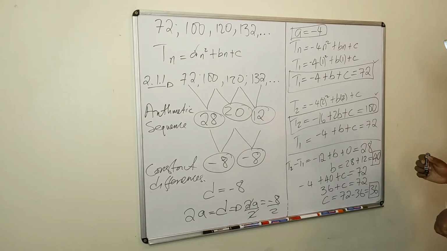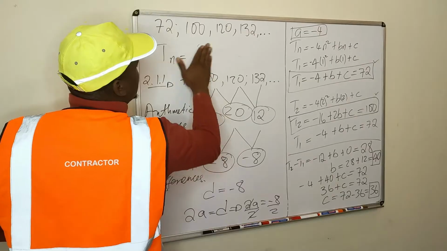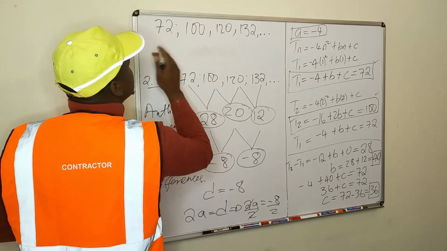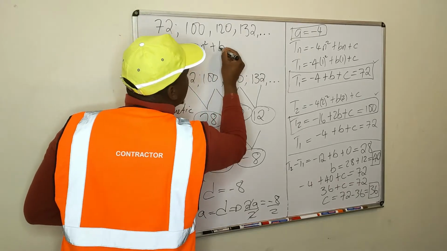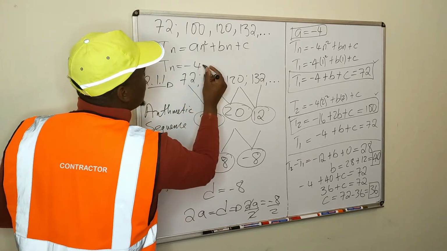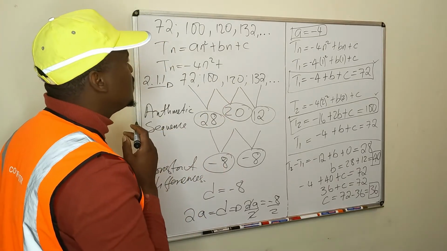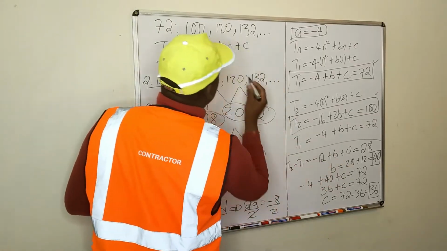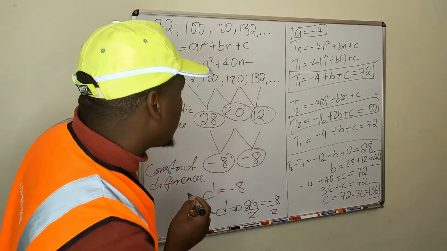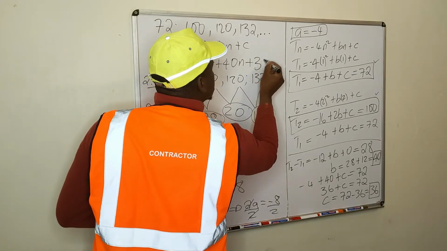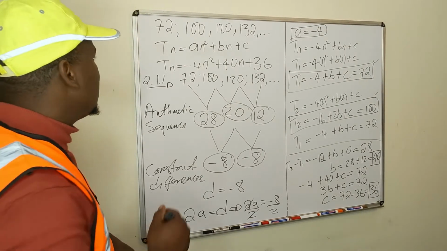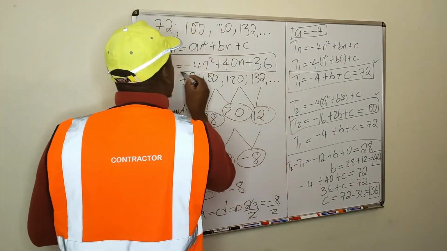So the Tn that they were looking for, which is now the answer, I'm going to write it here. Tn is equal to an squared plus bn plus c. So your Tn now for this sequence is equal to minus 4, because your a is minus 4, n squared, plus bn. What is your b? Your b is 40, which is plus 40n, plus 36. This is your Tn for this sequence, and we have answered the question. So you have found the nth term, Tn, of this sequence, which is this.